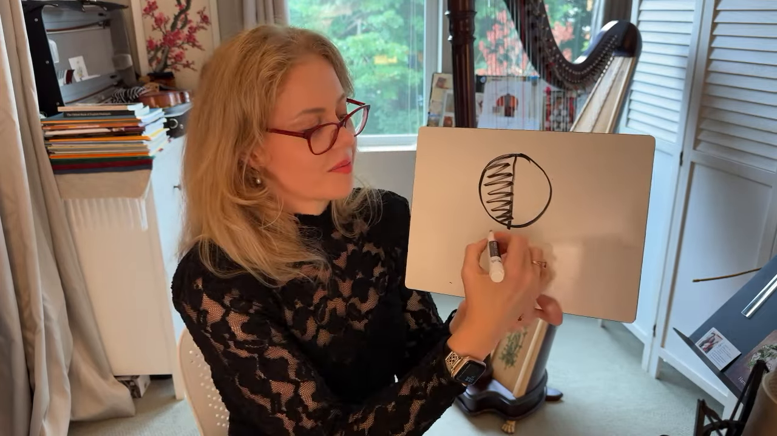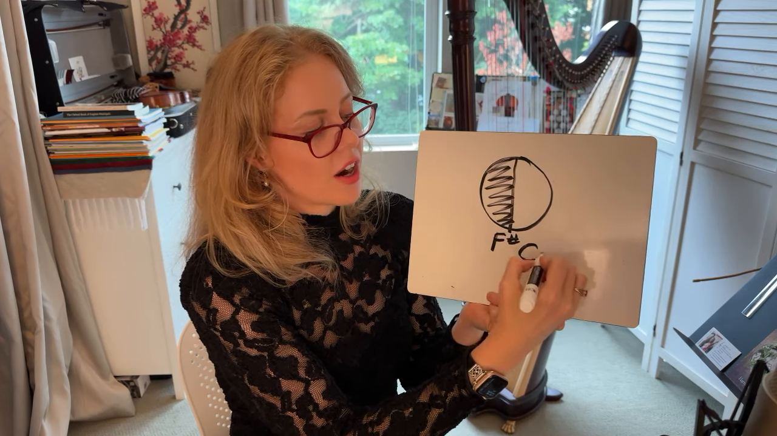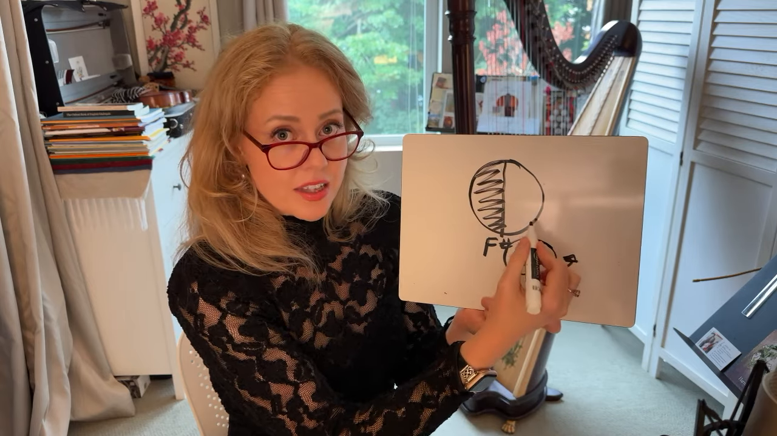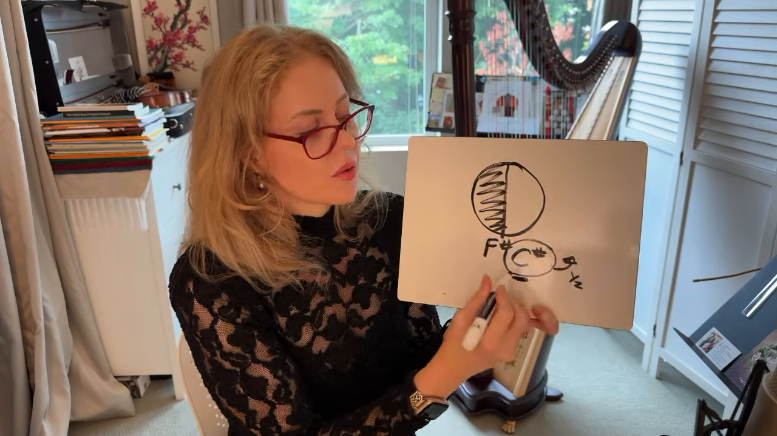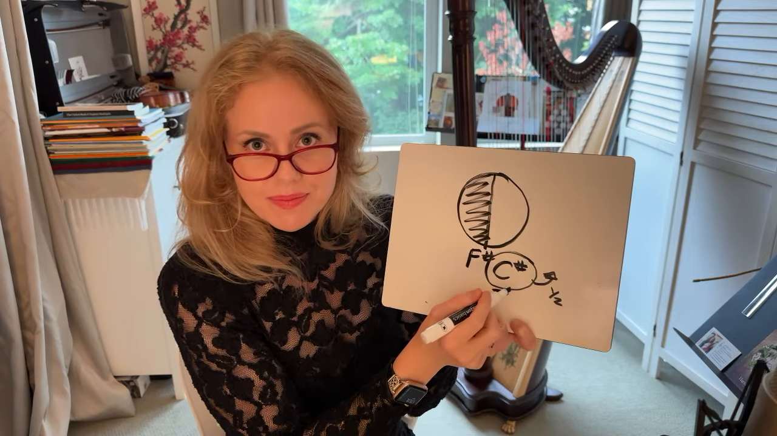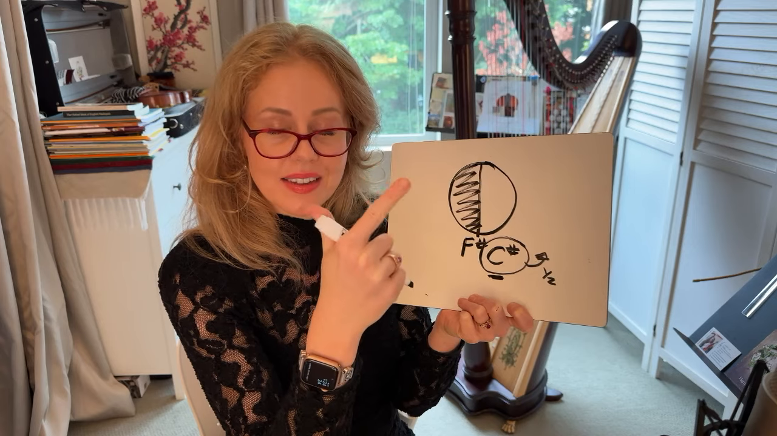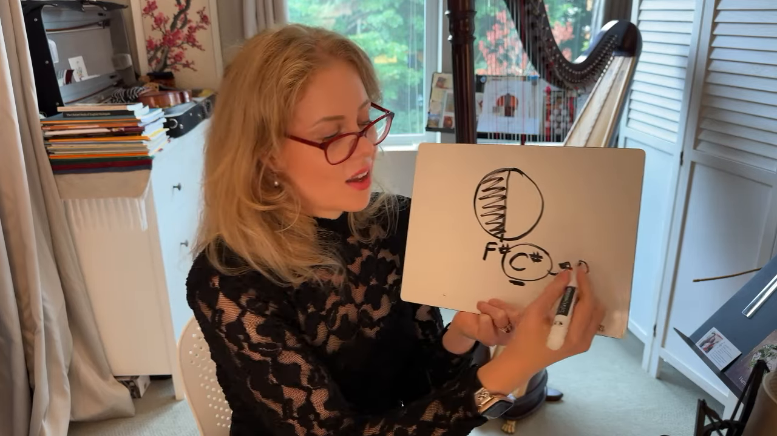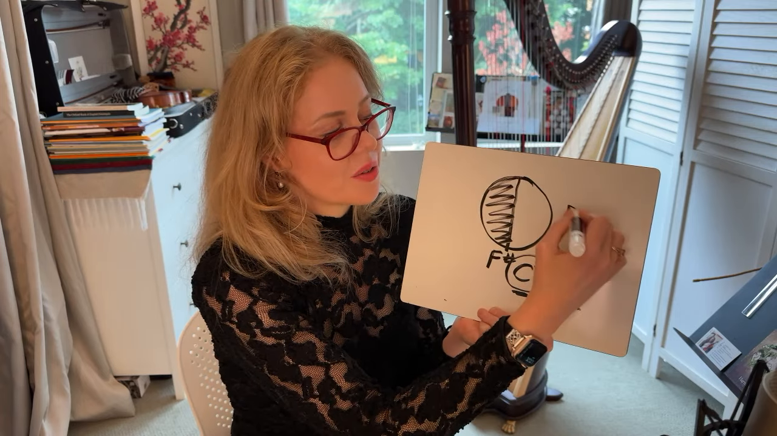What's the acronym again? Father Charlie goes down and eats breakfast. Father Charlie. Now to find the light side of the spectrum, we need to find, what was that interval again? To find a half step up from the last sharp. So let's count together, starting on A. A, B, C, D. So D is the next note after C, right? Or C sharp. So that gives you D major over here.